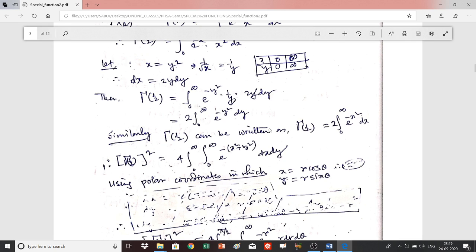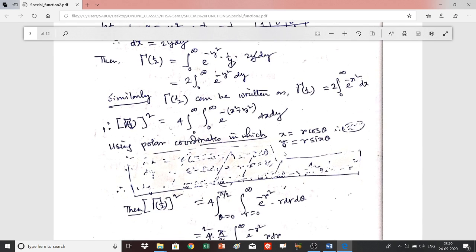This is gamma half and this is gamma half, that will give you gamma half square, that is equal to 2 times 2, which gives 4, and the limit is 0 to infinity, and here also the limit is 0 to infinity. So integral 0 to infinity, 0 to infinity, e to the power minus of x square plus y square, and then dx dy. And now the interesting thing is to replace this. This is in Cartesian coordinates. Now just replace this in polar coordinates.